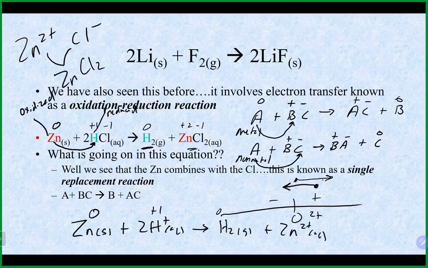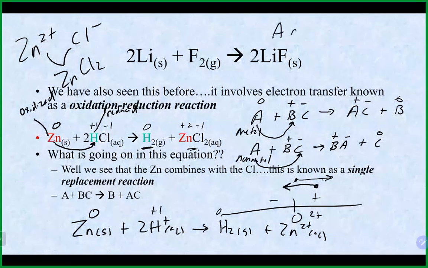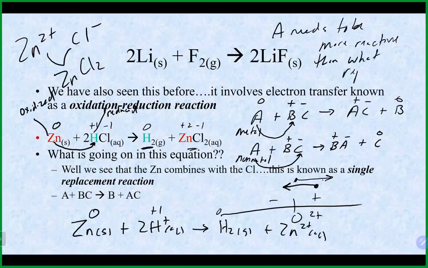Any questions on that? In order for this reaction to occur, the one that is coming in needs to be more reactive than what it is replacing. Otherwise, this reaction would not take place. So A needs to be more reactive than what it is replacing. For example, if you swapped out the zinc for some copper, not going to happen. Copper is less reactive than hydrogen, so that reaction would not take place.